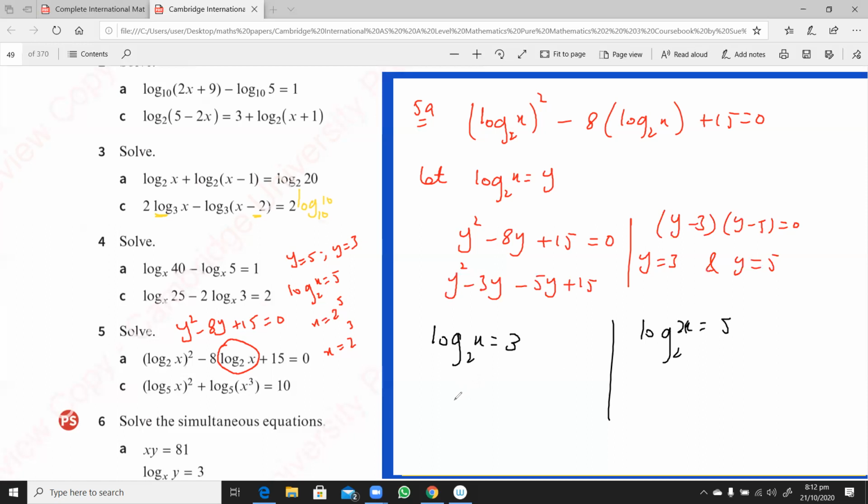Okay? So now this x is going to be 2 cubed, which is going to be equal to 8. And this x is going to be 2 raised to power 5, which is going to be 32. So that is how you solve the parts from question number 5. Okay? So I give you 10 minutes to try some questions from here, and then we move to the next segment.